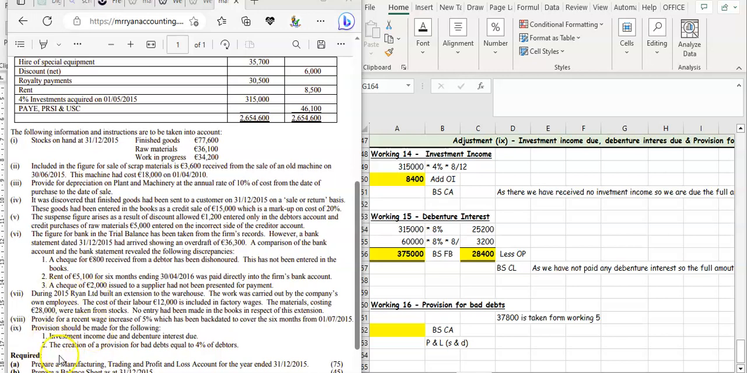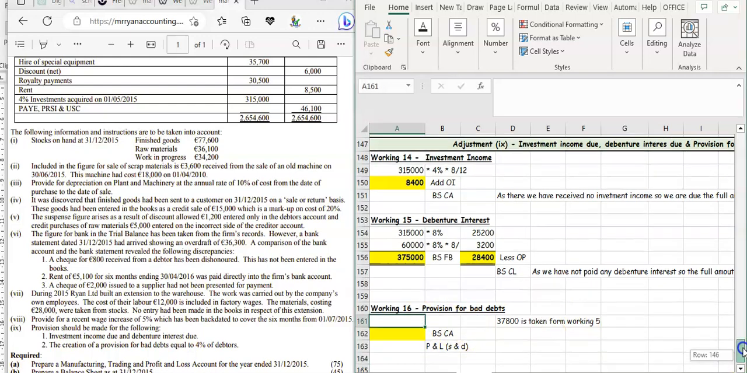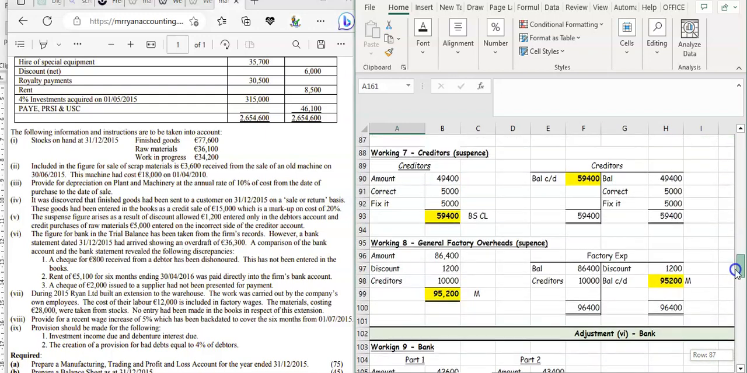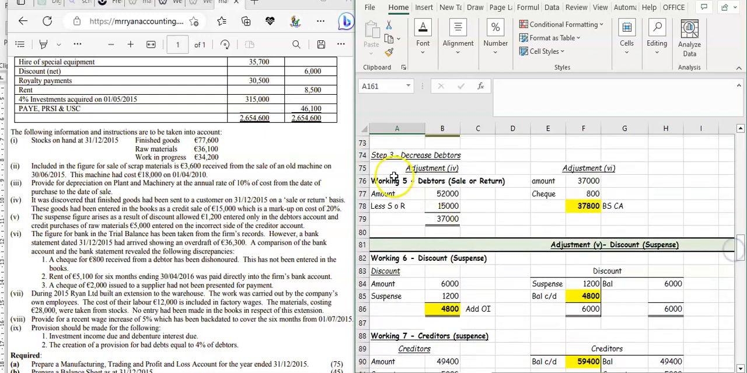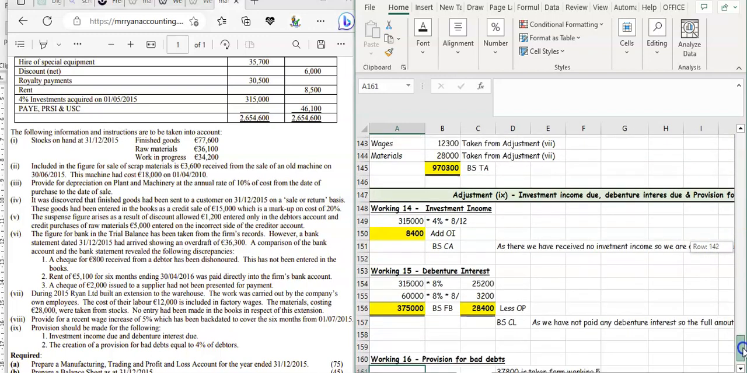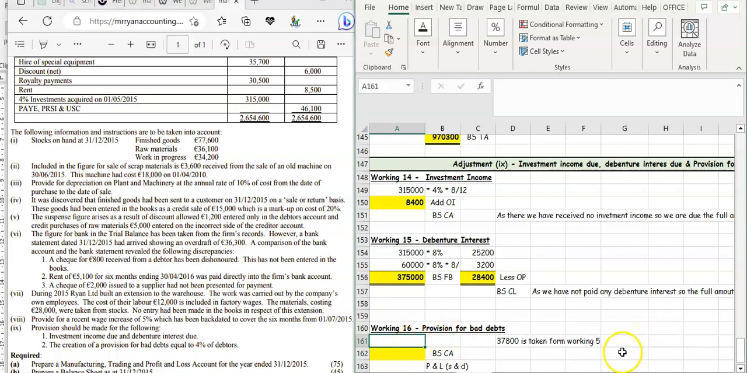So let's have a look at the last working as part of adjustment 9, the creation of provision for bad debts equal to 4% of debtors. Remember, we have a debtors adjustment done as part of working 5. So if you go back up to working 5, you'll see your debtors. Our debtors are 37,800. That's the figure that we need to use, so make sure you use the most up-to-date figures. We're going to multiply 37,800 by 4%, and that will tell us what our new provision is supposed to be.